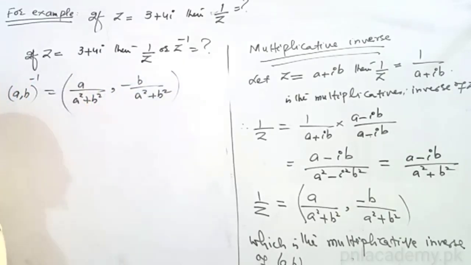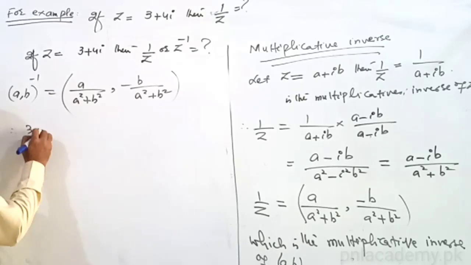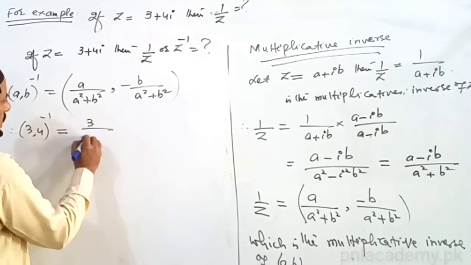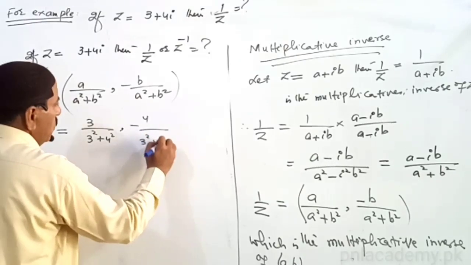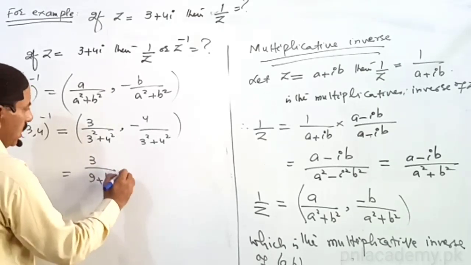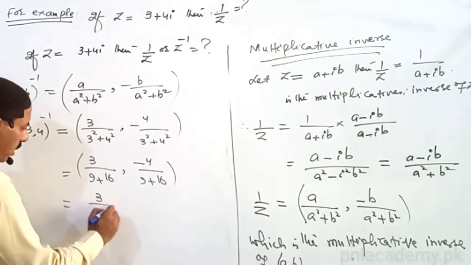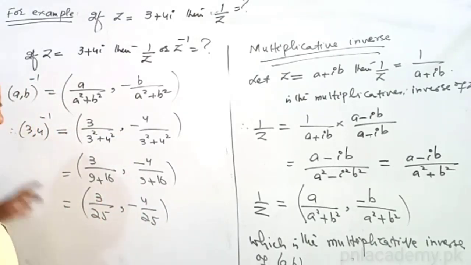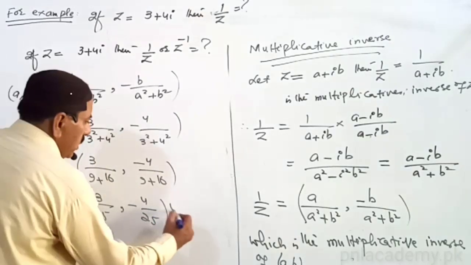You also know about the division of the complex number. Therefore (3, 4) inverse is equal to 3 upon 3 square plus 4 square comma minus 4 upon 3 square plus 4 square. So the answer is 3 upon 9 plus 16 comma minus 4 upon 9 plus 16. The answer is 3 upon 25 comma minus 4 upon 25. So the option with 3 upon 25 and minus 4 upon 25 should be the correct answer.